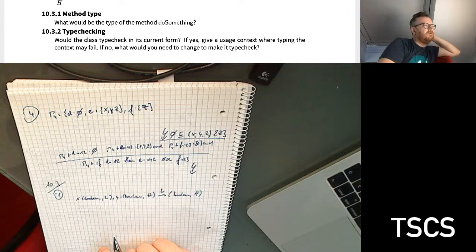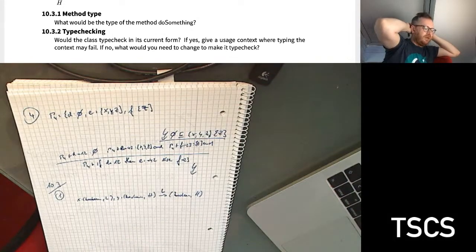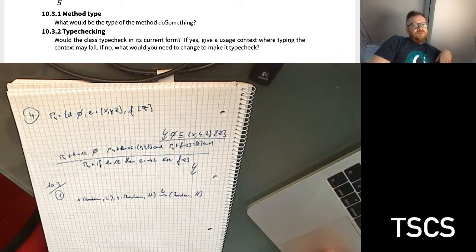Usage context where it fails. Okay, now I get it. Okay, the thing with that is it will actually not type check.